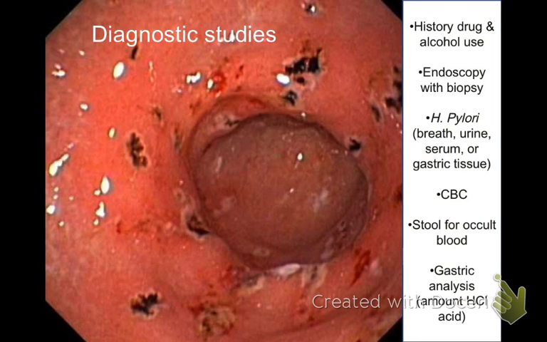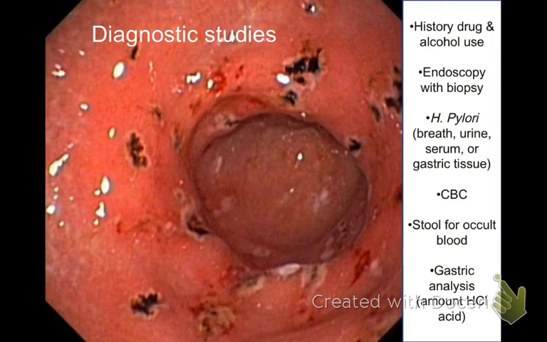So your diagnostic studies that you would want to do: we're going to get a history of drug and alcohol use. Again, your ASA, your NSAIDs. They can do an endoscopy with a biopsy to check for H. pylori. That's your gold standard. So your gold standard for gastritis is going to be the endoscopy with a biopsy for H. pylori.